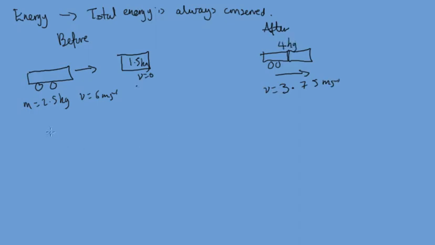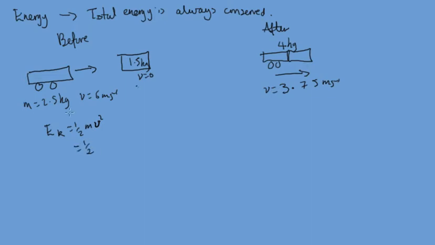kilograms. So the kinetic energy before is half mv squared. Now let's note here the v is a vector. So if it's a negative, say it was going in the opposite direction, in the negative direction, that negative is cancelled out because we're squaring it, because kinetic energy is a scalar quantity. It's not a vector.